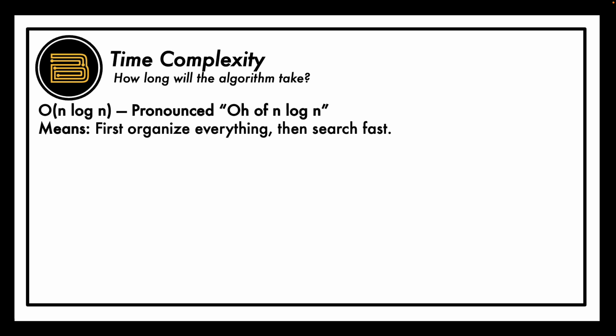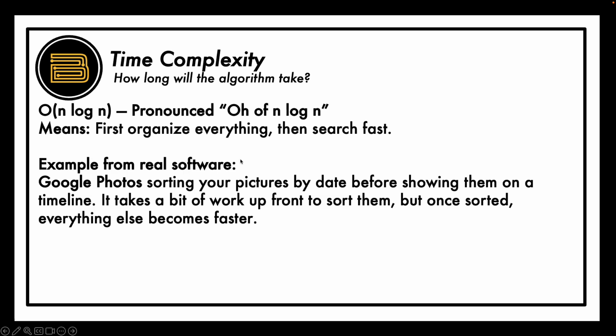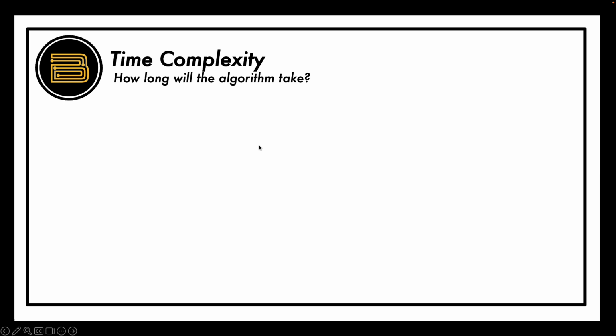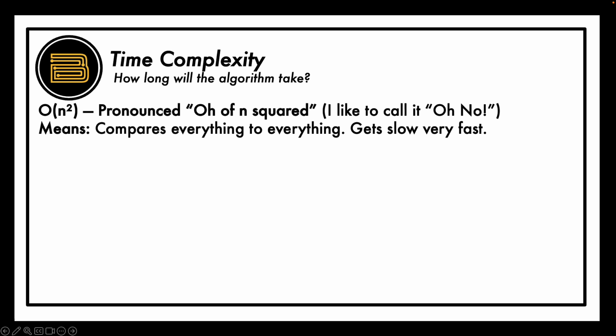Now we're going to talk about O of n log n. First, organize everything, and then search fast. So let's look at an example in Google Photos. Google Photos sorts your pictures by date before showing them on a timeline. It takes a bit of work up front to sort them, but once sorted, everything else becomes faster. This is the fastest known time complexity for general sorting, and it's used by apps when they need to both scale and stay organized.